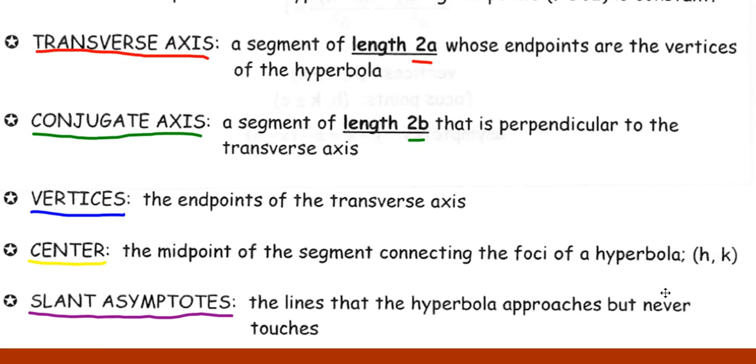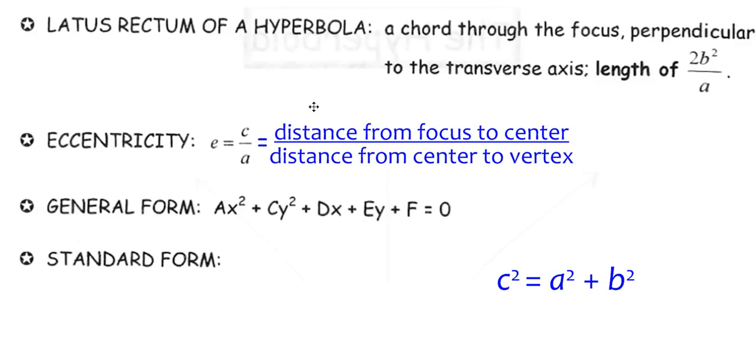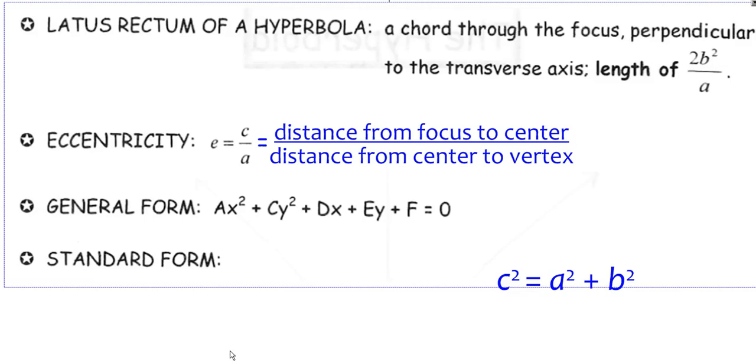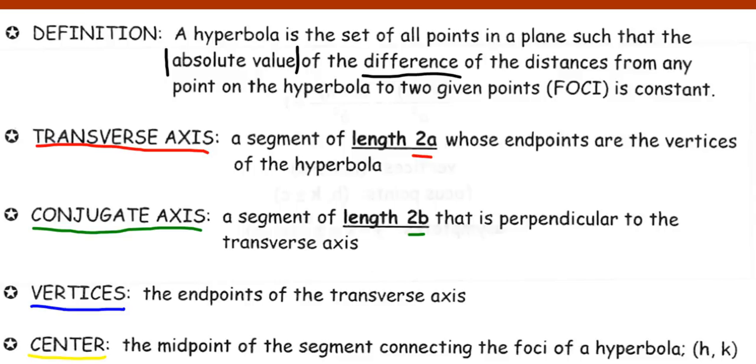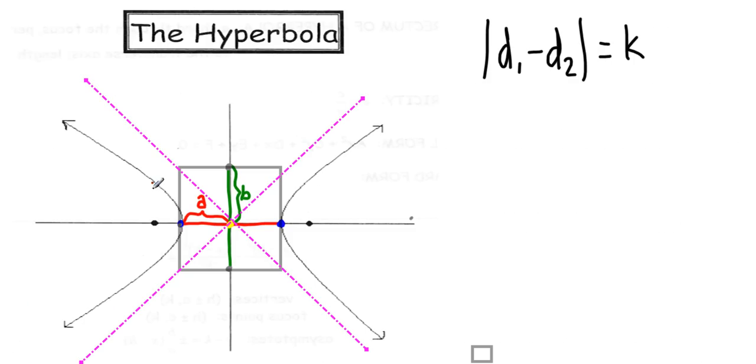Okay, what else do we have? The latus rectum of a hyperbola, real similar to an ellipse. Our latus rectum, we're going to call the LR, and it's a chord that goes through the focus perpendicular to the transverse axis. Here's our formula for our LR. And on our graph, it's going to look something like so. Perpendicular to our transverse axis, its endpoints are on the hyperbola itself. It goes through a focus. So we'd have another one over here.